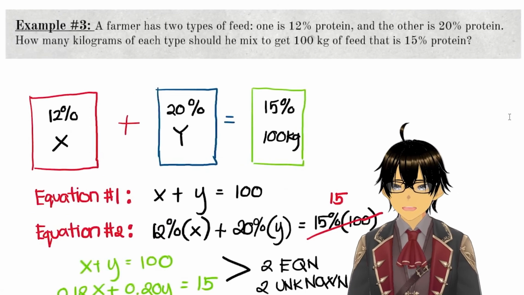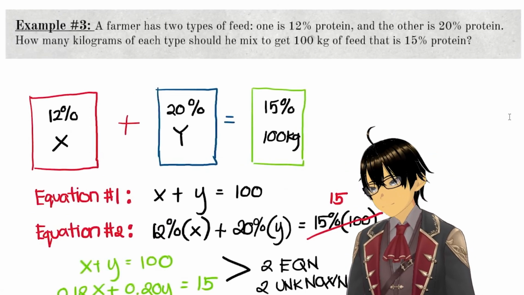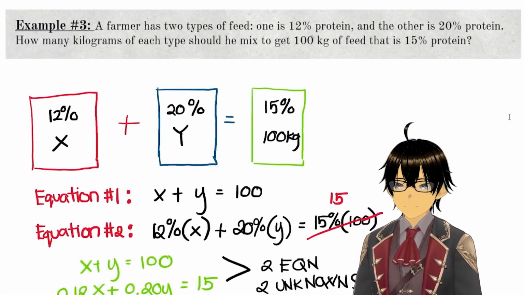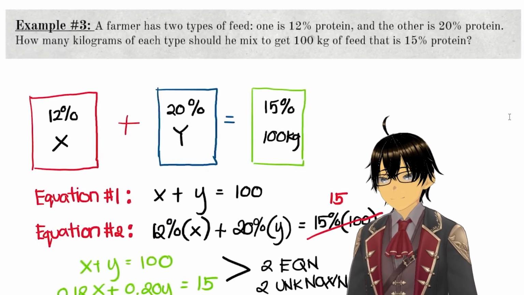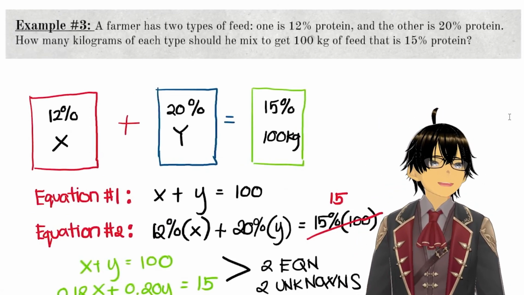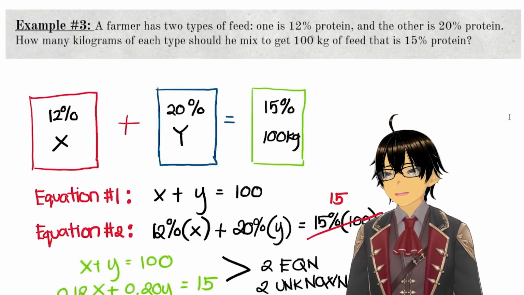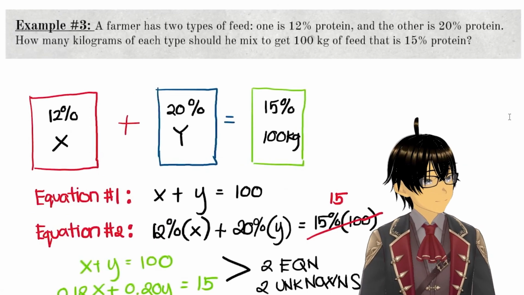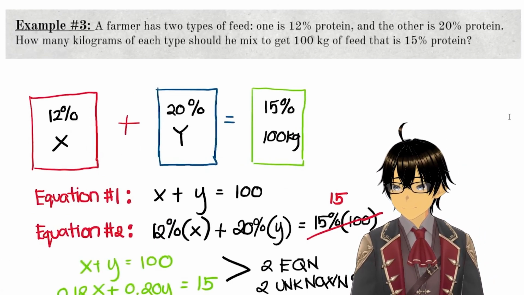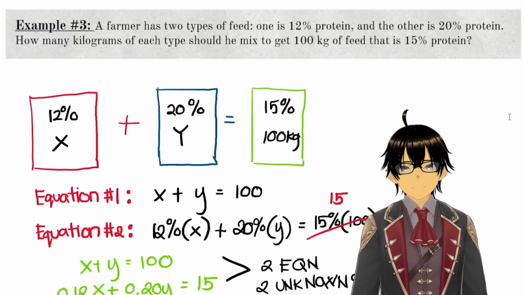Saan na? Okay. Example number 3, let's now move on to algebra. So, a farmer has two types of feed. One is 12% protein, and the other one is 20% protein. Now, how many kilograms of each type should he mix to get 100 kilograms of feed that is 15% protein? Now, saan ito nagpo-fall na problems? Ayan, sa mixture problems na.